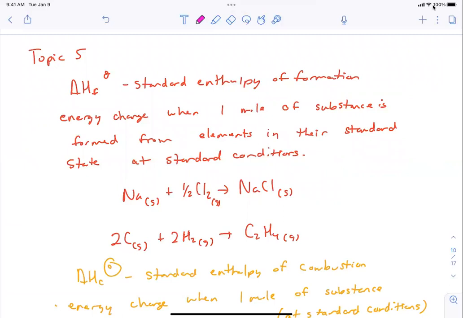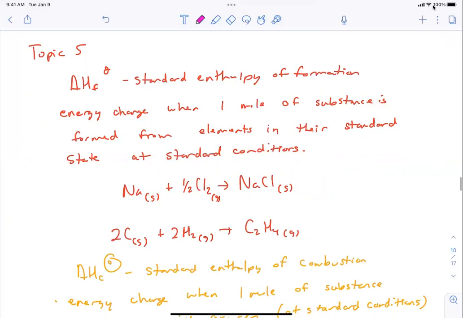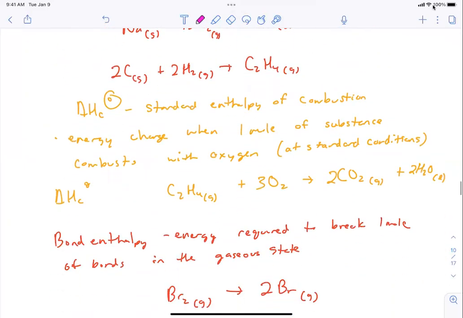So if you're going to write an enthalpy of formation equation, you should make 1 mole of compound product from elements in their standard state, and it's okay to have fractional coefficients because you have to have only 1 mole of product. Enthalpy of combustion is when 1 mole of substance combusts with oxygen. For example, a hydrocarbon combusts, but again, you have to have 1 mole of that hydrocarbon, so everything else has to be balanced in terms of that. So you might have fractional coefficients as well.